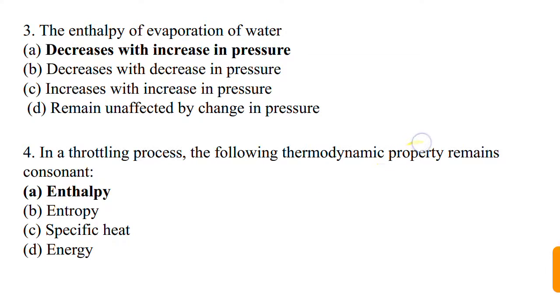Now in question number 4, they ask which thermodynamic property remains constant in a throttling process. So guys, remember, in the previous video I also told you about the throttling process. See guys, in the 2012 and 2013 SSC question papers they asked the same question about the throttling process, which thermodynamic property remains constant. This question was asked in 2012, and now they are asking the same question in 2013. So remember how they are asking questions. The correct option for this question is option A.